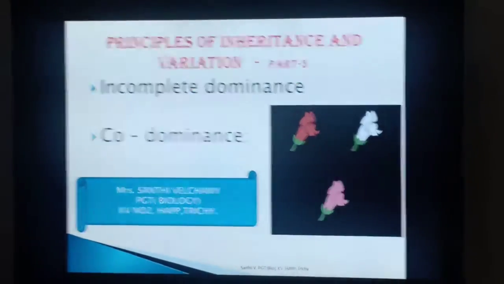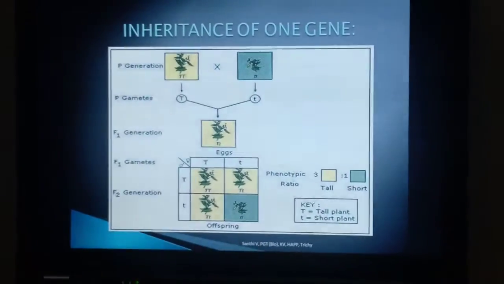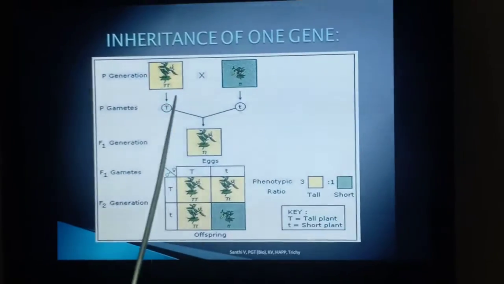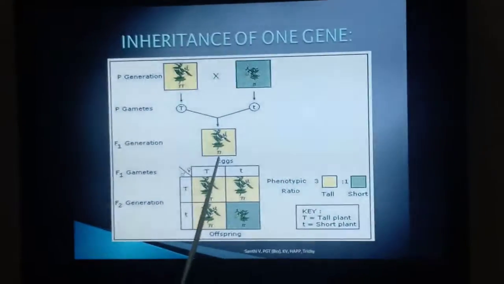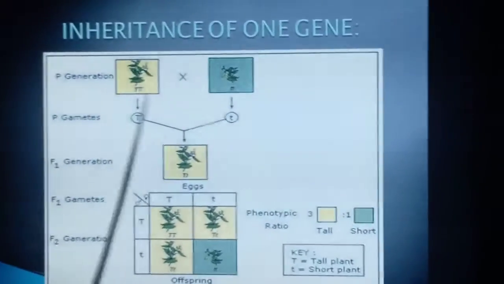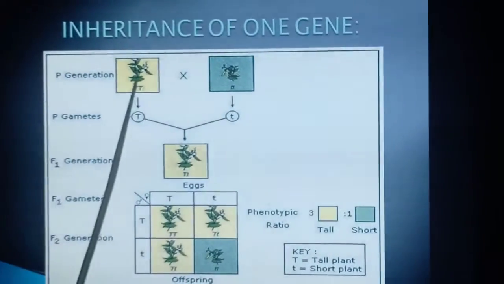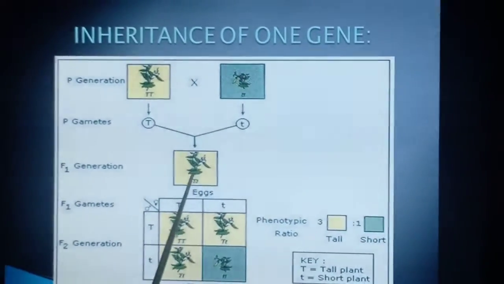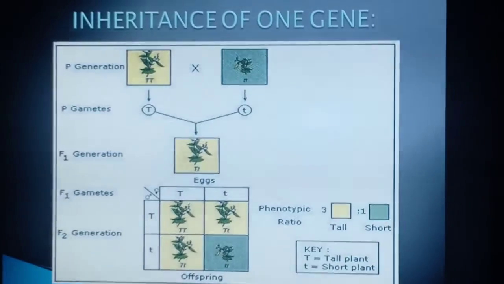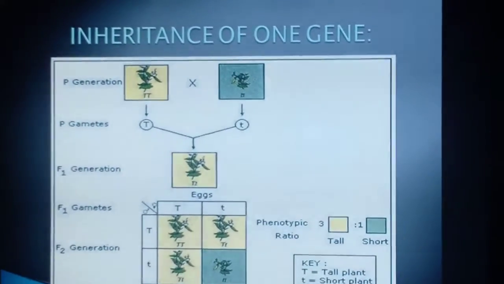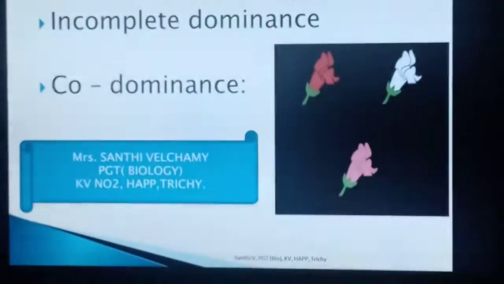So what is meant by pure dominant? In the case of pure dominance, what we studied in the previous class, the F1 generation produced will resemble one of the parents. For example, tall and dwarf, if we cross, the F1 hybrid resembles the tall parent. So the tall character is fully dominant.